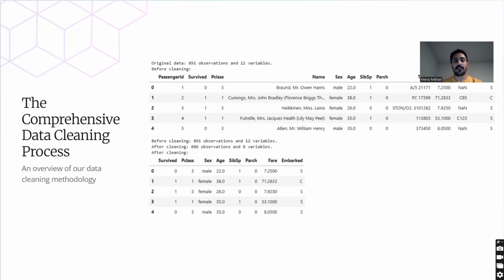The dataset originally had 891 observations and 12 variables. After cleaning, we were left with 886 observations and 8 variables, after handling missing values and removing irrelevant columns like passenger ID, name, ticket, and cabin.